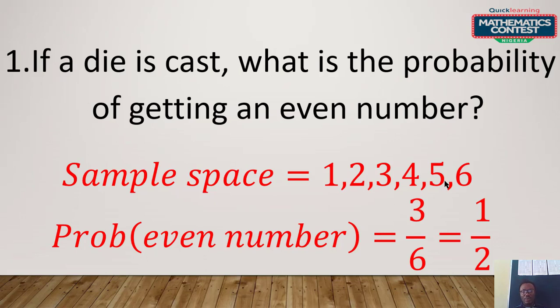You can also be asked to get the probability of getting a prime number. I've mentioned even, I've mentioned odd, now a prime number. The probability of getting a prime number is the same, 3 over 6, which is 1 over 2. The reason is because 1 is not a prime number, we know that already. So the prime numbers we have here are 2, 3, and 5. So the probability of getting a prime number is also 1 over 2.